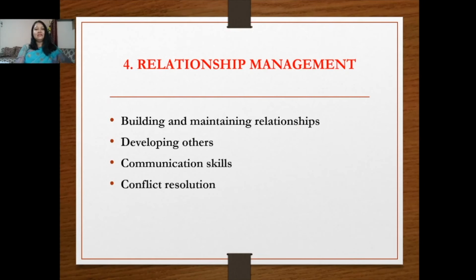Well, now that we have understood what empathy is and how it is important for teachers, let's now go over to the fourth component of emotional intelligence, which is relationship management. Relationship management is a part of social competence.